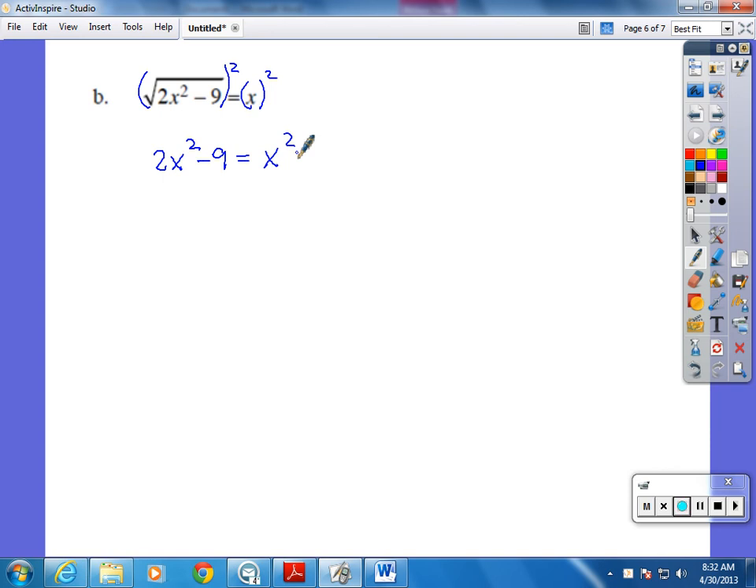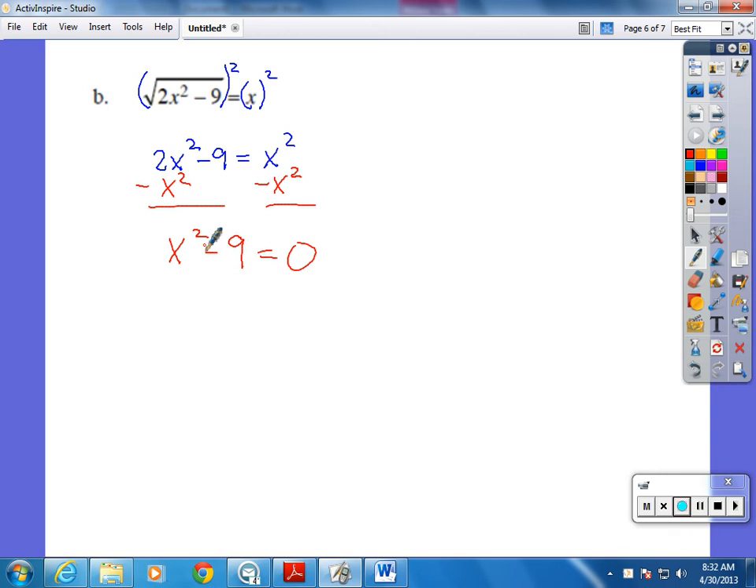I'd like to get all my x's on the same side. So I'm going to subtract, I could go either direction here, but I'll subtract the x squared from both sides, which gives me x squared minus 9 equals 0. It is a square, which means it's quadratic, which means you're going to have how many possible answers? Trey? 2. You have 2 possible answers here.